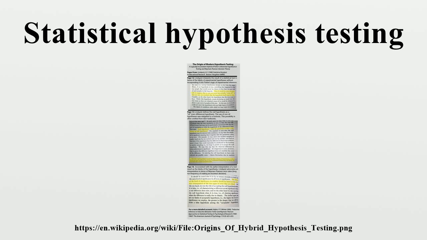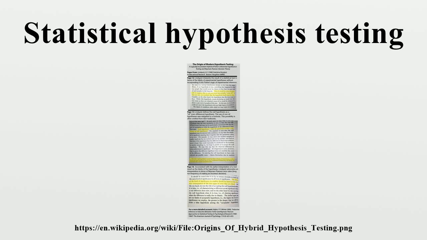The distribution of the test statistic under the null hypothesis partitions the possible values of t into those for which the null hypothesis is rejected, the so-called critical region, and those for which it is not. The probability of the critical region is alpha.